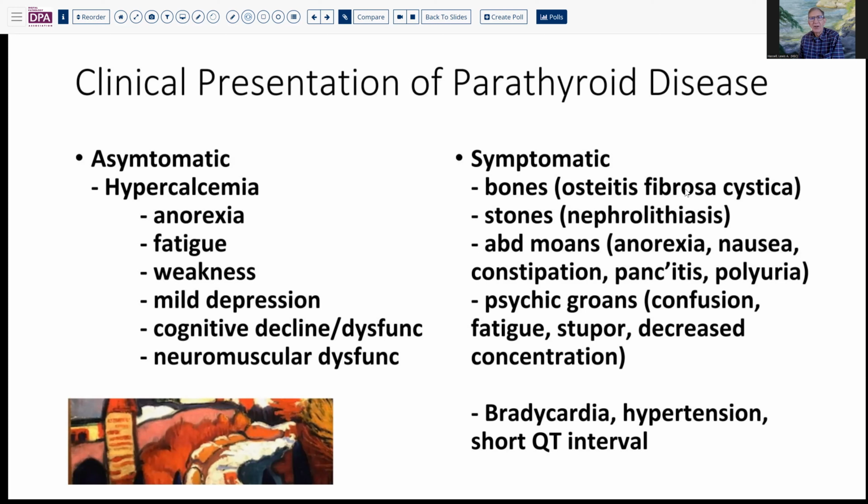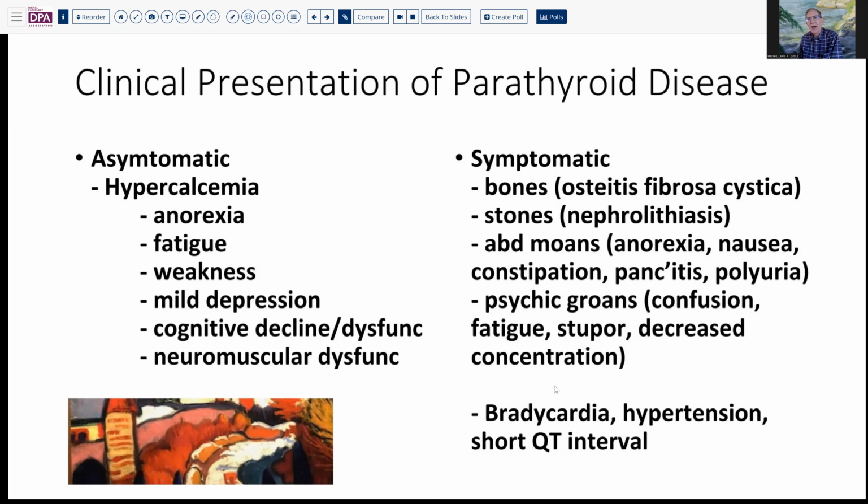So there can be osteitis fibrosa cystica. There can be nephrolithiasis develop. You can have patients develop anorexia, nausea, constipation, pancreatitis even, polyuria, various other abdominal complaints. And then the psychological sorts of things that we've talked about: confusion, fatigue, decreased concentration, stupor, cognitive decline, et cetera.